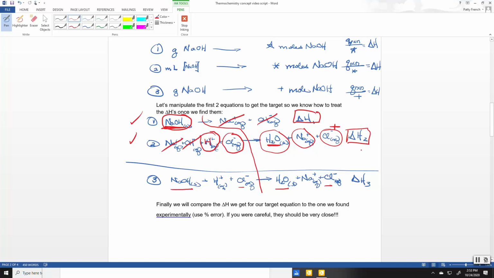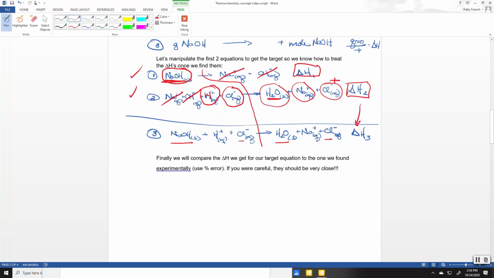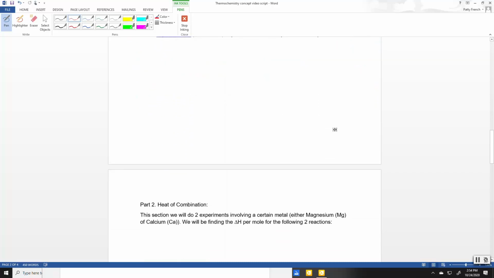changes in enthalpy together to get the change in enthalpy for the target reaction. That was easy. We didn't have to do too much. Just had to add the two enthalpies of reaction together. If you were careful when you did this, the enthalpies of your steps should be very similar to the enthalpy of the target equation.